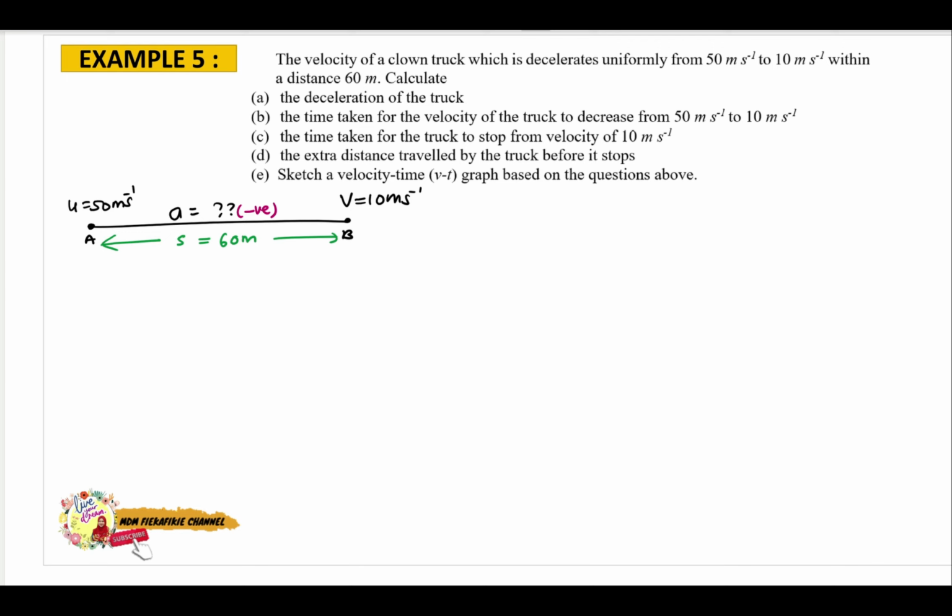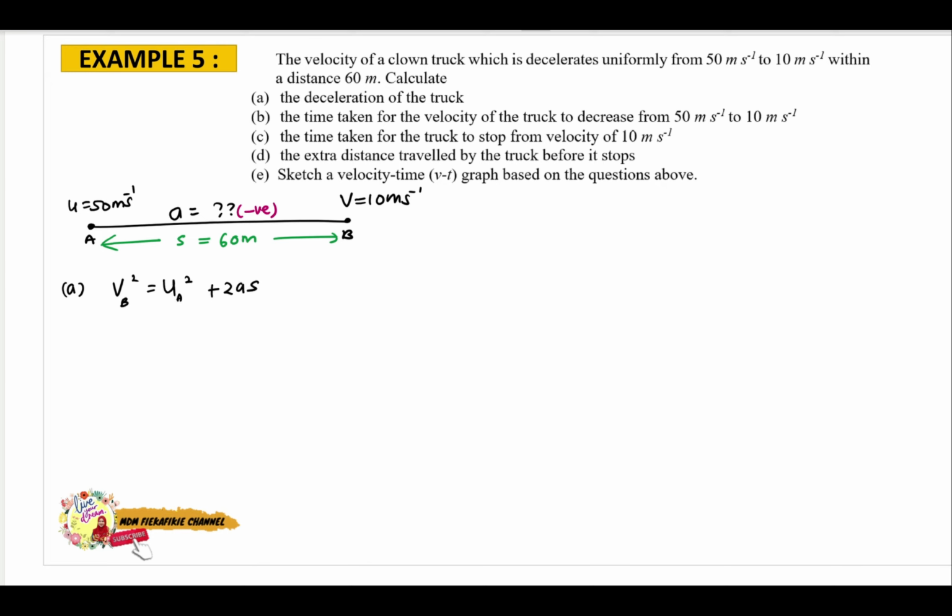Okay, A. Calculate the deceleration of the truck. So, kita nak kira nilai A dia lah. So, dekat point B, kita dah tahu. So, kita boleh tulis lah, VB squared equal to UA at point A squared plus 2AS.